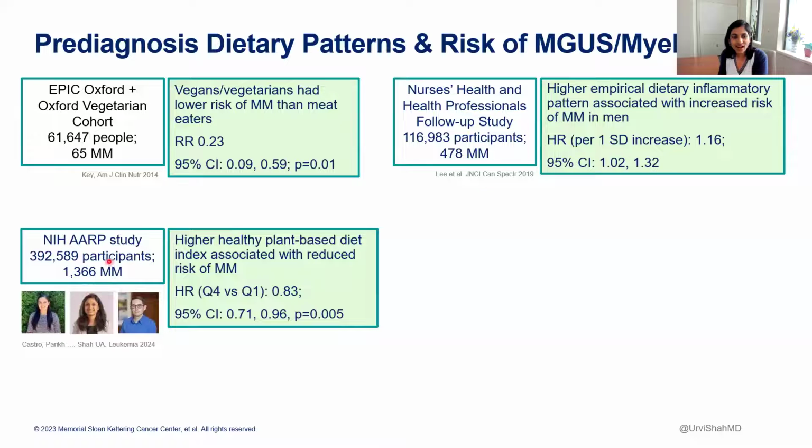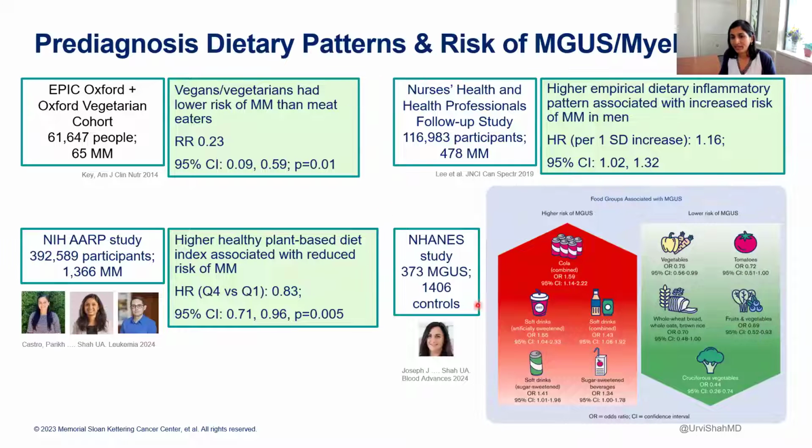We looked at the NIH-AARP study, which was the largest study of myeloma patients to date, and patients who were eating more plant-based foods had a lower risk of myeloma by about 17%. Basically, we divided the patient groups into four quartiles based on the highest versus the lowest intake of plant foods. And then we also looked at NHANES. So this is a completely different study. For those of you who are not familiar, MGUS is a precancer stage to myeloma, and some patients with MGUS may go on to develop myeloma and some may not, but it is an abnormal blood disorder that we can see in the blood. So we looked at patients with this precancerous blood disorder, over 300 cases compared to 1,400 controls without.